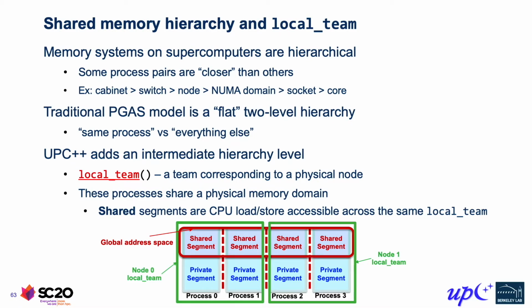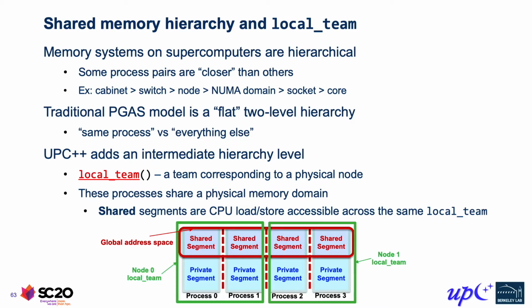One of the things that we alluded to previously is that UPC++ allows processes that share memory to get direct load store access to memory in each other's shared segments. Modern supercomputers have a hierarchical structure where we have cores arranged into sockets, sockets arranged into NUMA domains, perhaps multiple NUMA domains within a single node, and so on.